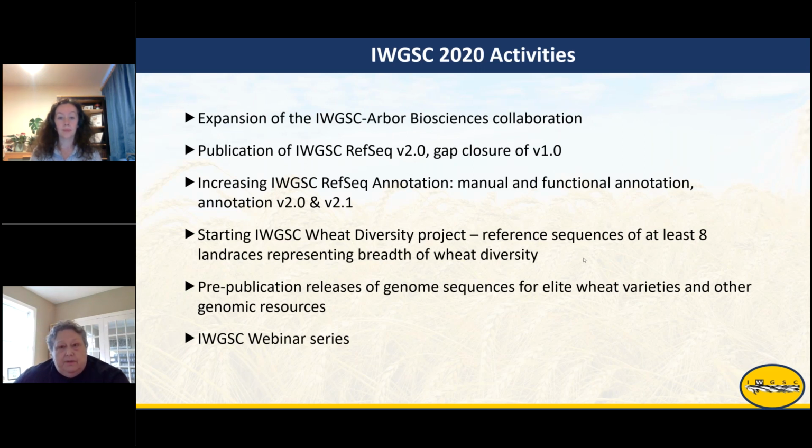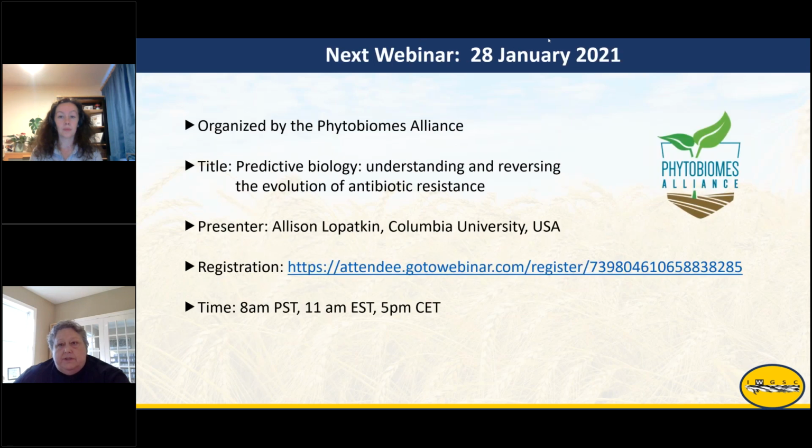We are still hoping to get funding for at least 8 landraces that can be sequenced at very high quality. And then we're obviously always looking for other elite wheat varieties and genomic resources that we can get academic scientists to provide through pre-publication releases under the Toronto Agreement. And then, of course, our webinar series.